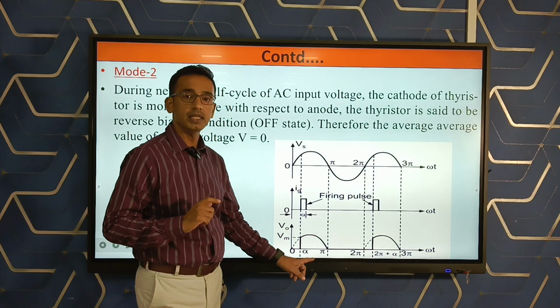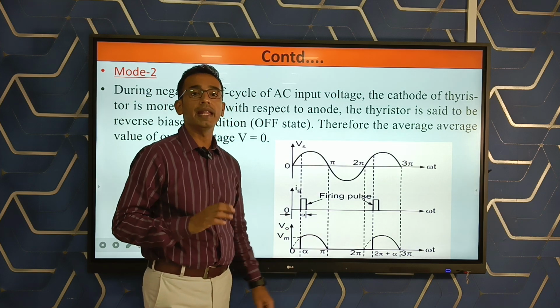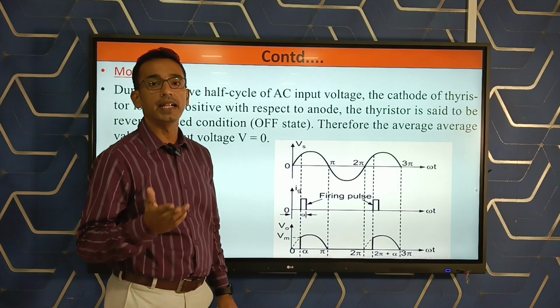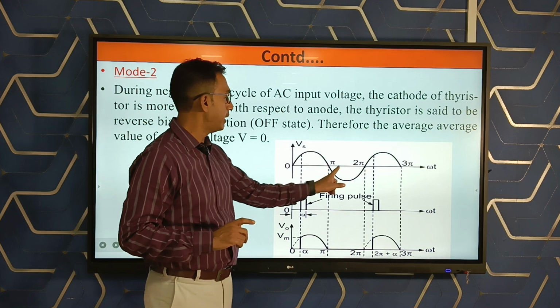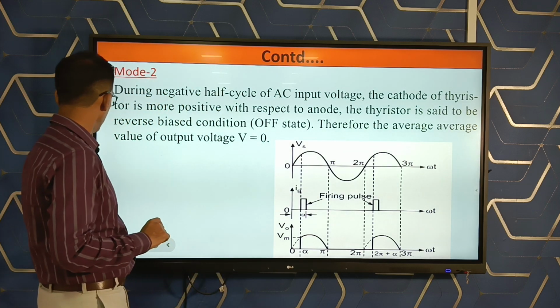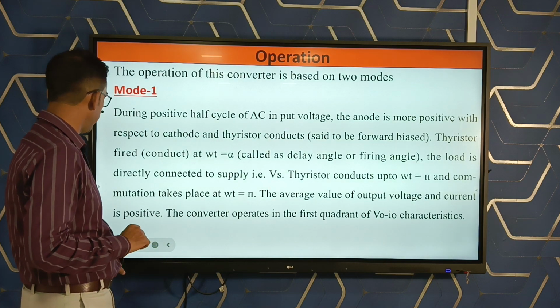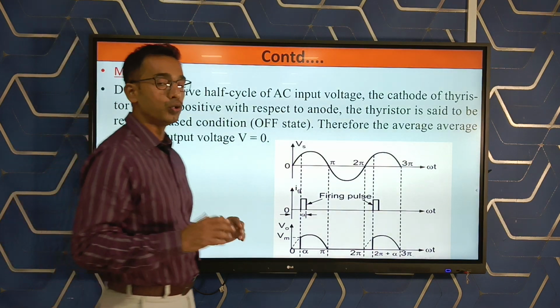The output voltage is positive, and from pi to 2 pi, that is called the negative half cycle. So 0 to pi is the positive half cycle, pi to 2 pi is the negative half cycle. Here you see mode 2. Mode 1 is completed, so now mode 2 operation.